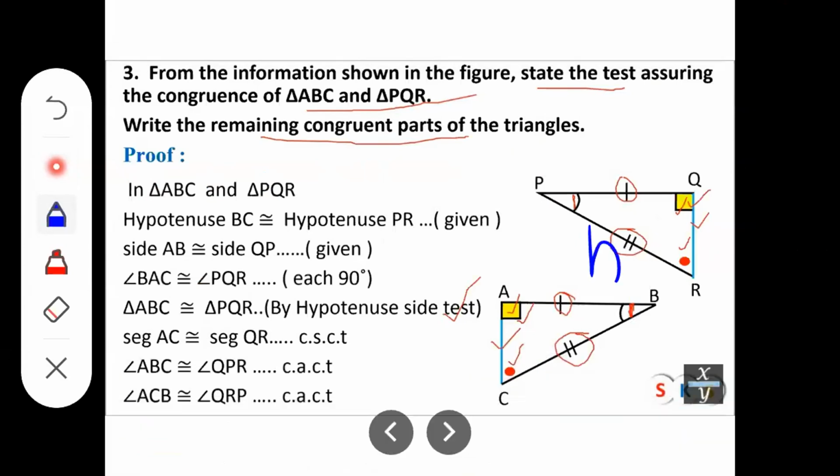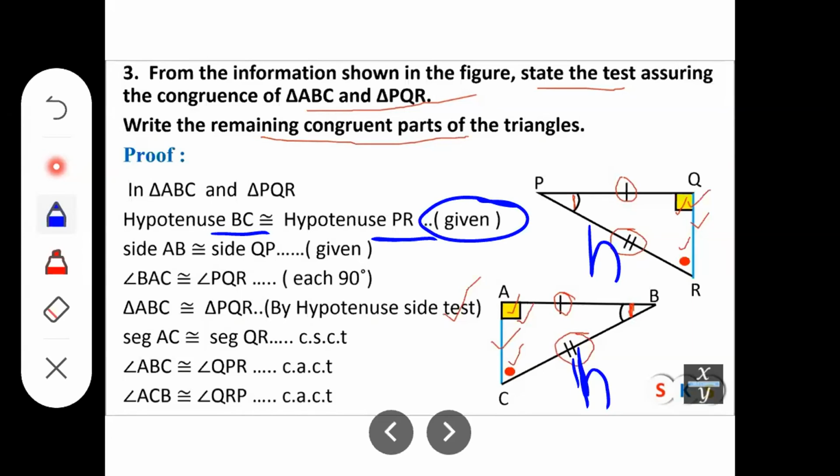Segment PR is the hypotenuse, and for this triangle, segment BC is the hypotenuse, as both sides are opposite the respective right angles of those triangles. So segment PR is congruent to segment BC, as it is given in the diagram.